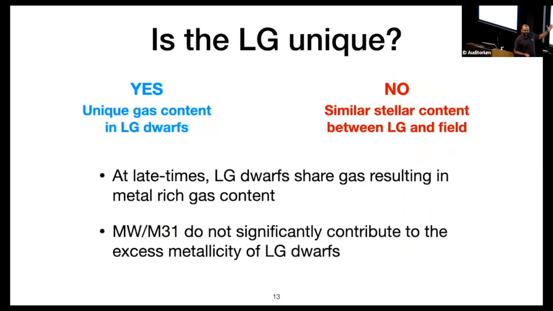So I started by asking you this question: is the local group unique? And just like any other question in science, the answer is yes and no. Yes, we find a unique dwarf gas content in the local group dwarfs, but no, because the stellar content is just about the same. I think the reason the stellar content is the same is because the gas that is high metallicity has not had the time to cool down onto the central parts of the galaxy and form stars and show that enhancement of excess metals in stars.